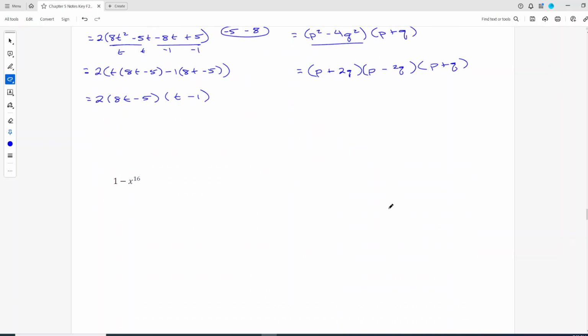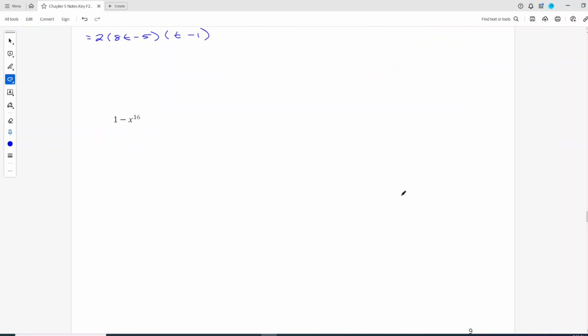All right, last one. Okay, this one I think is worth 3 marks if I can remember correctly. It might even be 4. I can't quite remember it, but let's see where we go. So you can pause the video and give this one a go if you want. So I'm going to see this as a difference of squares. It's not a difference of cubes because 16 isn't divisible by 3.